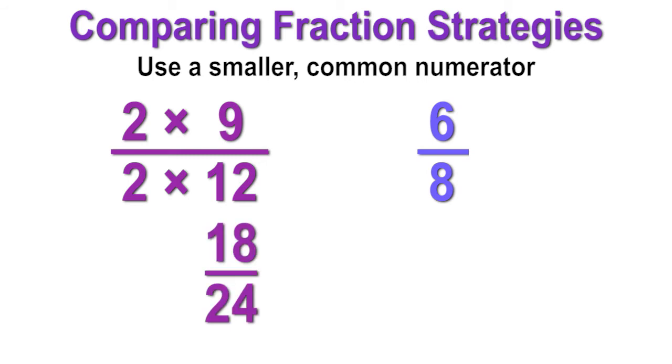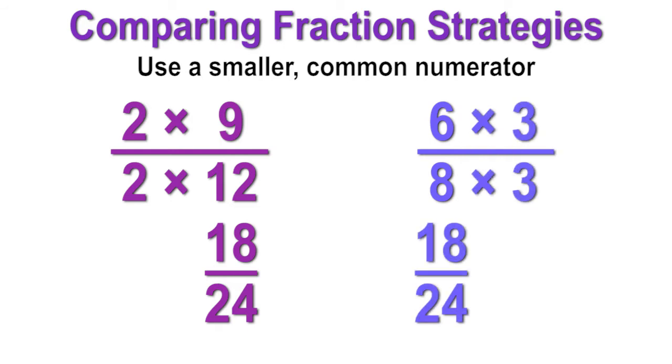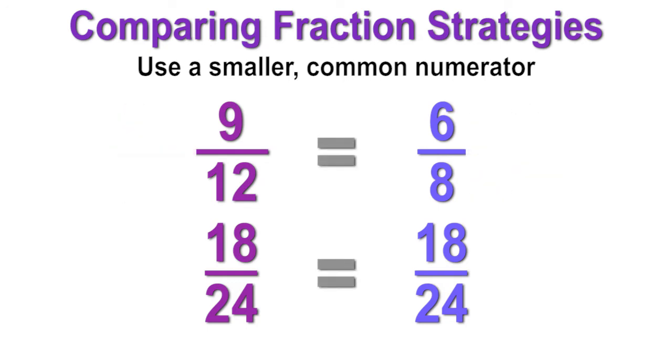Next, let's create a fraction equivalent to 6/8 with a numerator of 18. To do this, we will multiply the numerator and denominator by 3. This equals 18 over 24. Notice they both have 18 pieces and the denominators are the same, so these are equivalent fractions. With this strategy, we were able to use smaller numbers to compare the fractions.